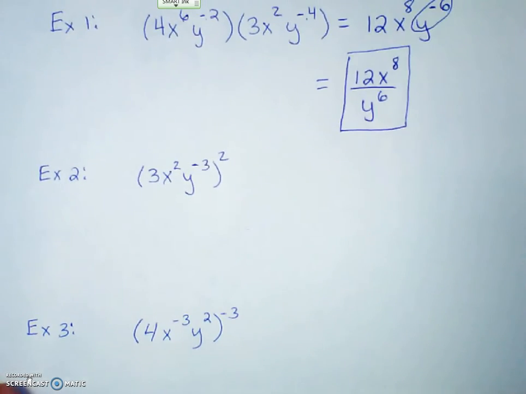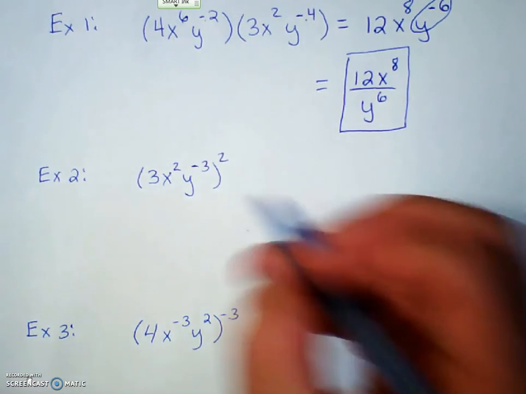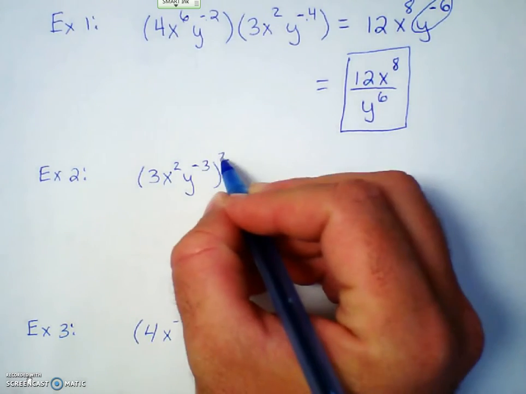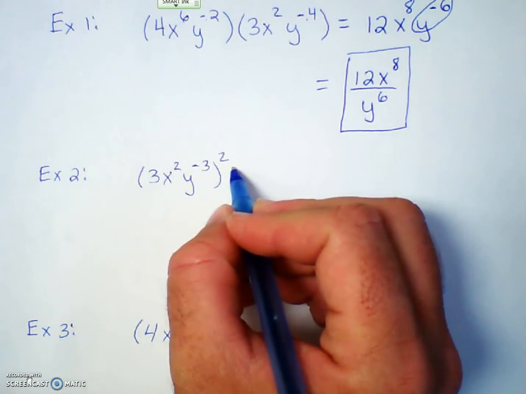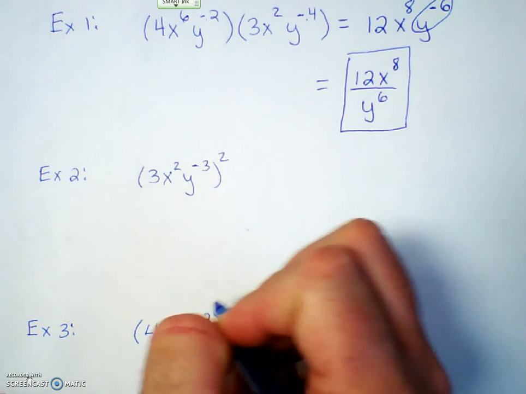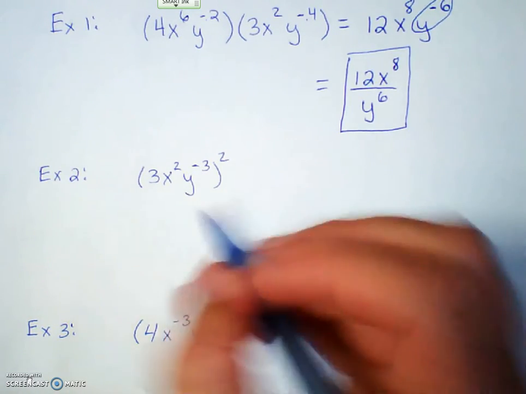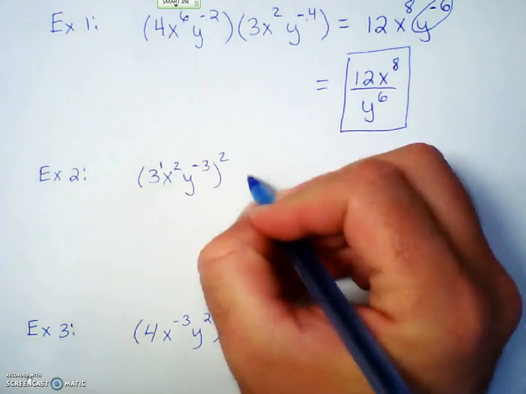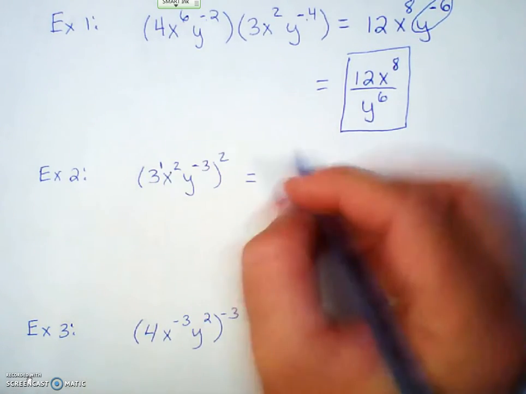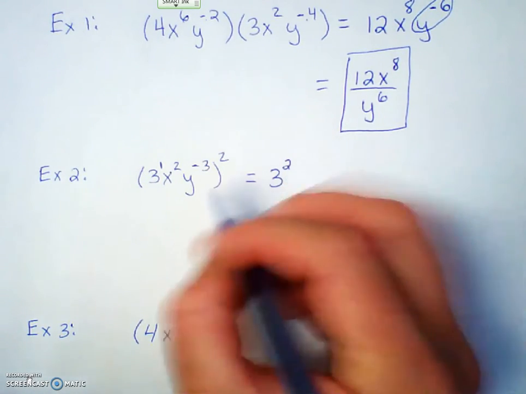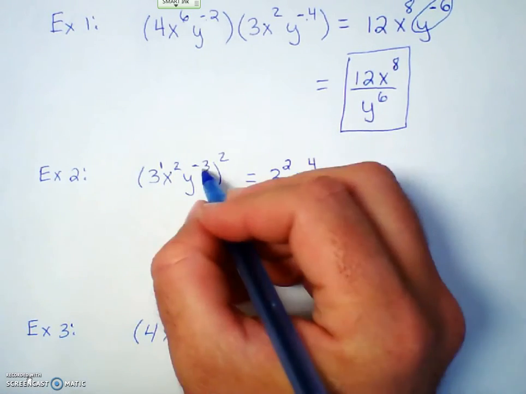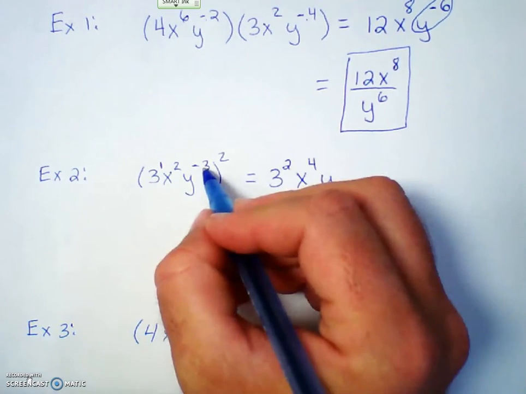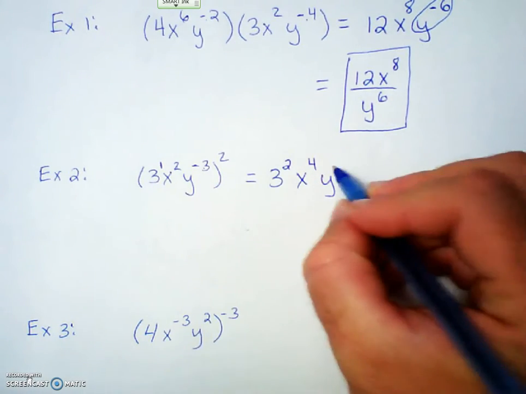Alright, example 2 is a power to a power. You have this monomial being raised to the second power. So each of these exponents are going to get multiplied by 2, because for a power to a power you multiply. So you really have 3 to the first. So 1 times 2 for the exponents is 2. For the x, you've got 2 times 2, which is 4. And then for the y, you've got negative 3 times 2, which is negative 6.